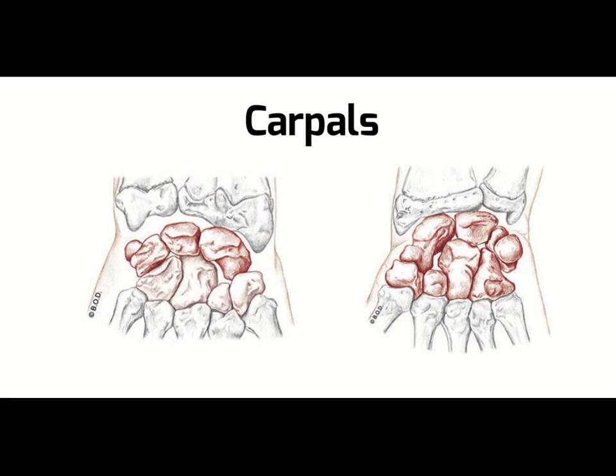Moving on to the carpals, the first thing you need to do when you're looking at the carpal bones is determine if you're looking at an anterior or a posterior view. And the easiest thing to do for me is to look for the pisiform.